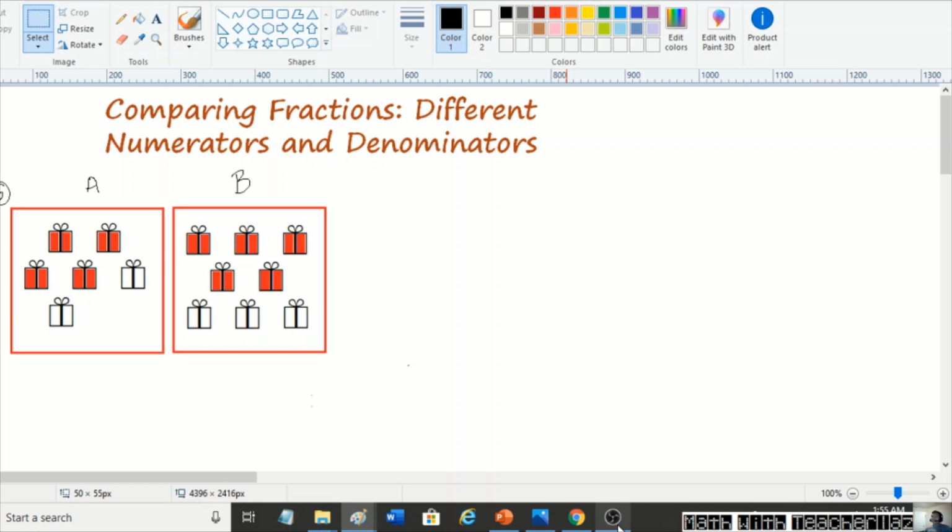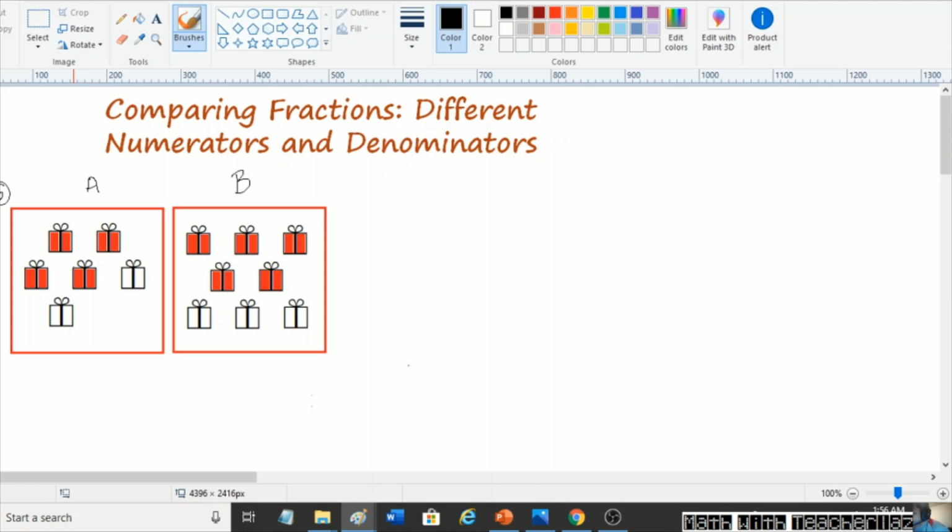Okay guys, for this final problem, let's pretend you are a contestant in a game show, okay? And you are asked to select between 2 rooms, room A and B. In both rooms there are presents, and there are white presents and there are red presents.